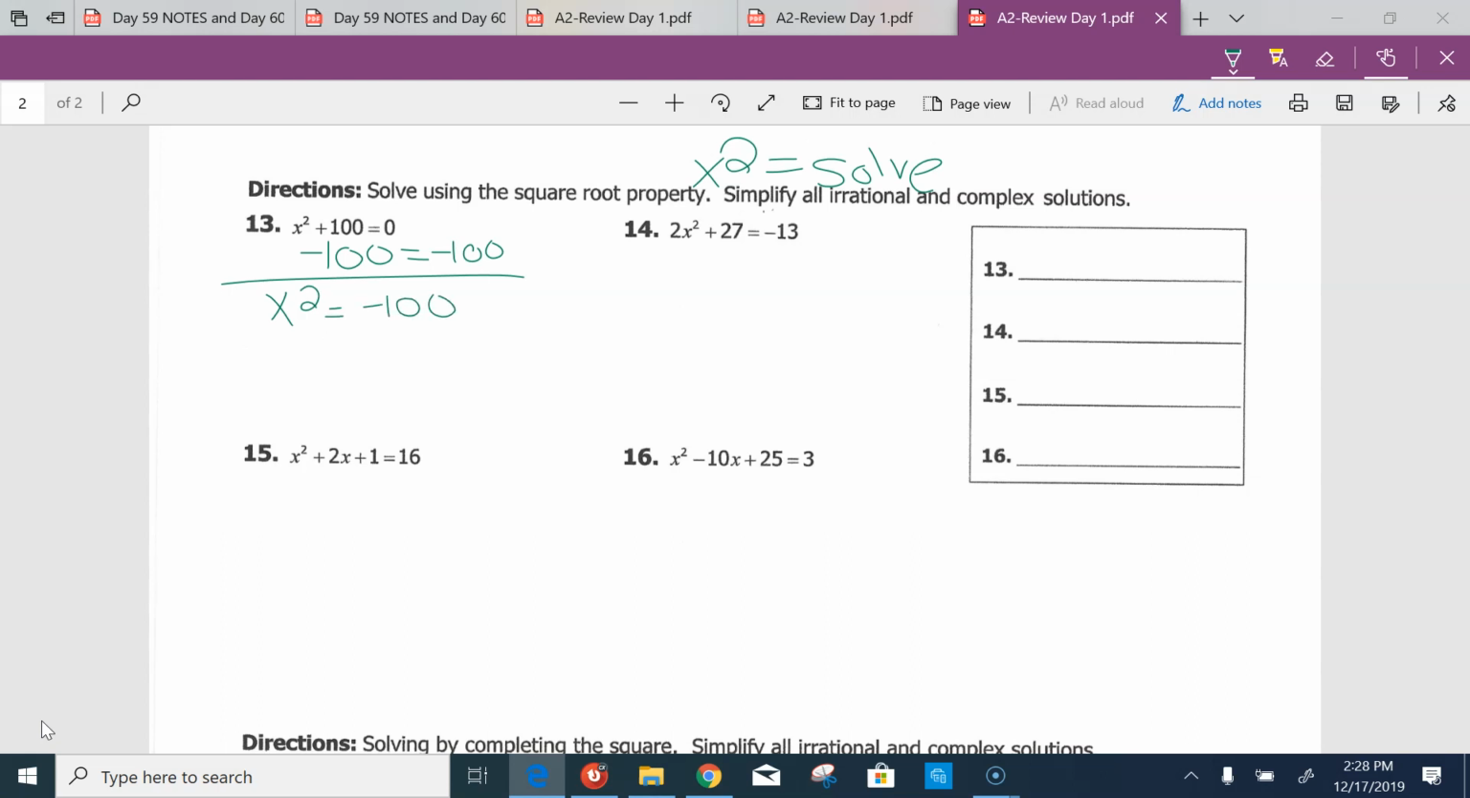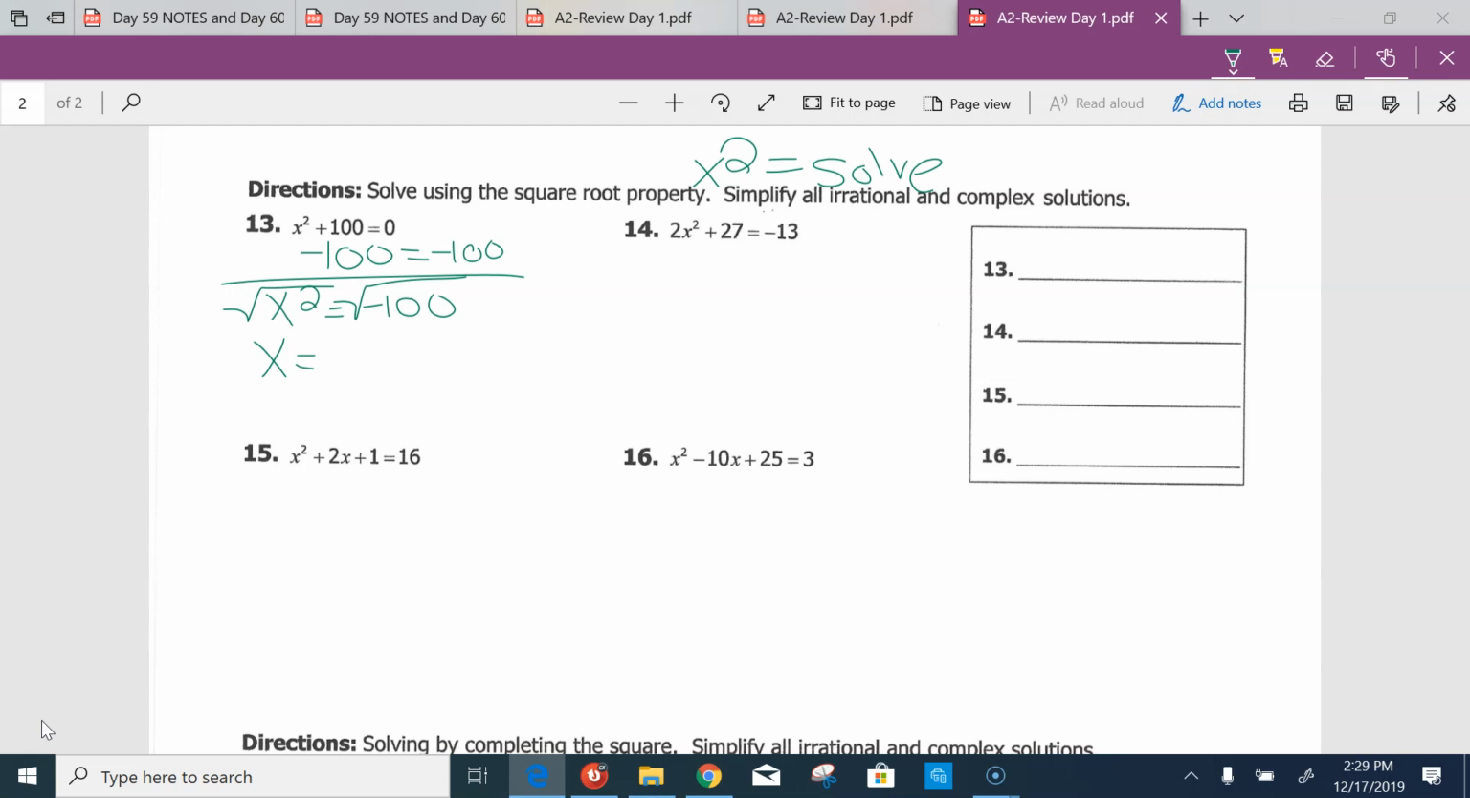I need to get x all by itself, so what should I do? What will undo the squaring? Square rooting, perfect. So undoing squaring is square rooting. X squared, square rooted, gives me just x. Now I have the square root of negative 100.